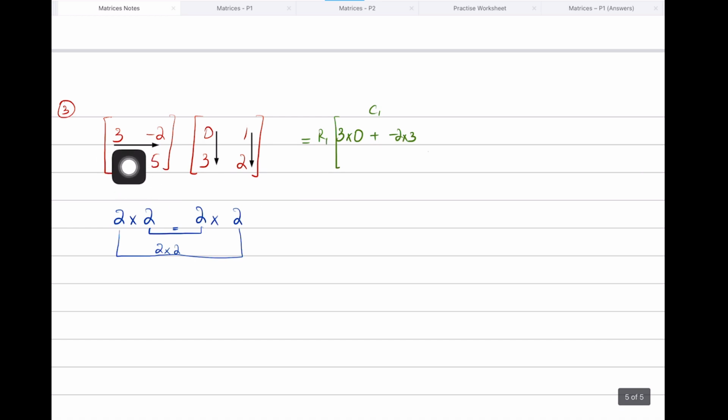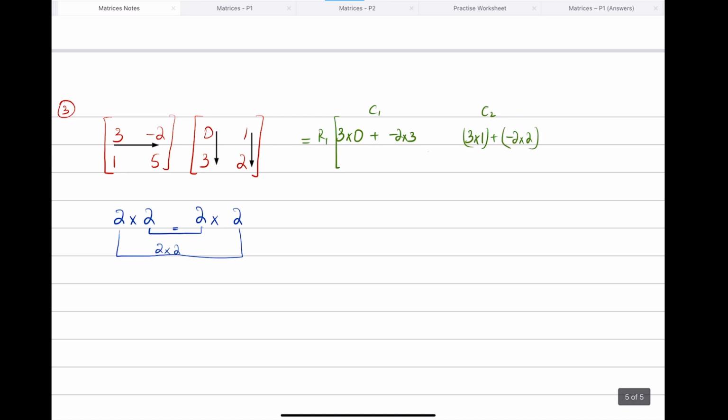Now it's time to keep holding on to the same row and multiply it with the second column. So where am I going to write my result now? I'm going to write the result in the second column, which means over here. So 3, the first element of the first row, gets multiplied by 1, the first element of the second column of the other matrix. So 3 into 1 plus minus 2 into 2.